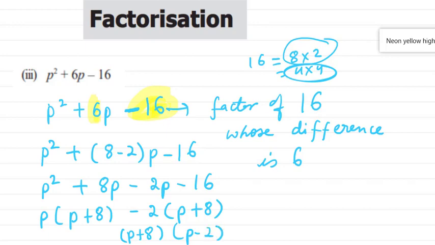So you have to see these things. The last term you have to see with the sign. If the last term is with a plus sign, you have to find the factors of the last term whose sum is the coefficient of the middle term. And if you have a minus sign there, you have to find the factors of the last term whose difference will be the coefficient of the middle term.